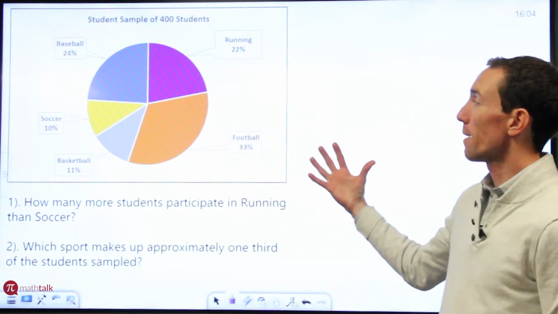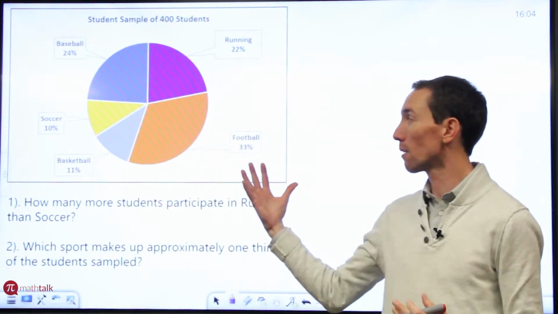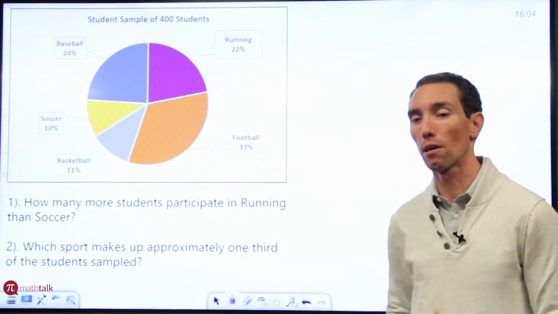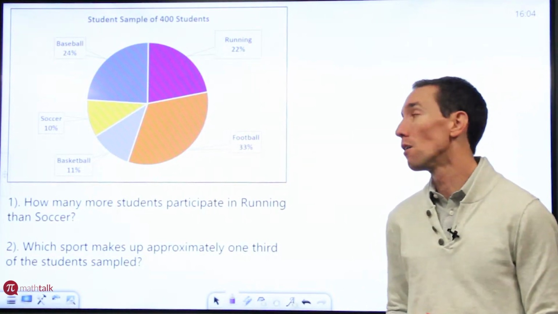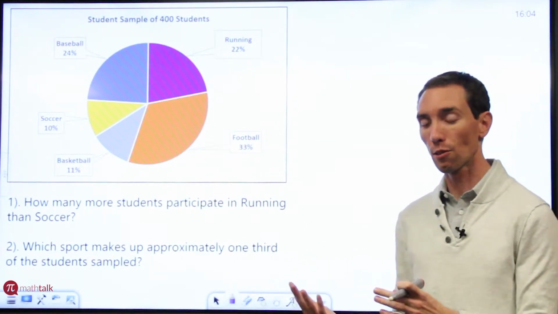Also, there's different ways to represent the sections of the pie. You have examples like what you see here where they're percentages, and you have examples like the next one we're going to look at where they're just numbers. So keep that in mind as well as we look at our two questions.